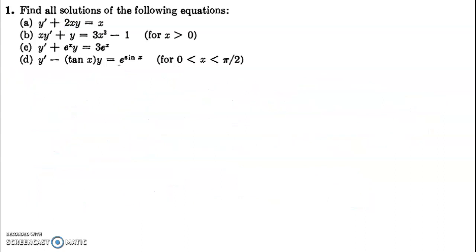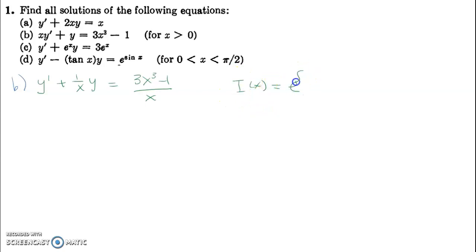Let's go ahead and do our second problem, which is B. Again, let's find the integrating factor. Oh, before we do that, I think we need to rewrite this. Right now we have the x in front of the y prime, so let me divide both sides by x. If we do that, I have y prime plus 1 over x y equals 3x cubed minus 1 over x.